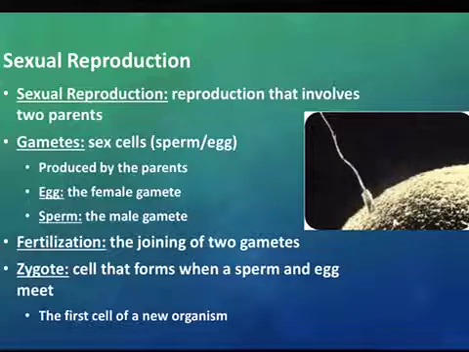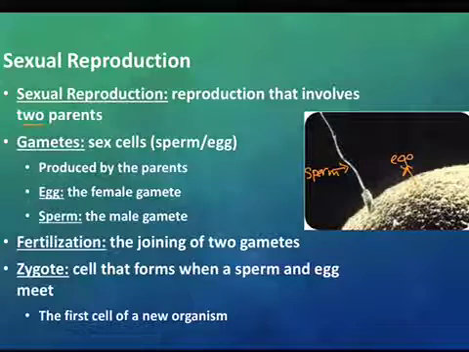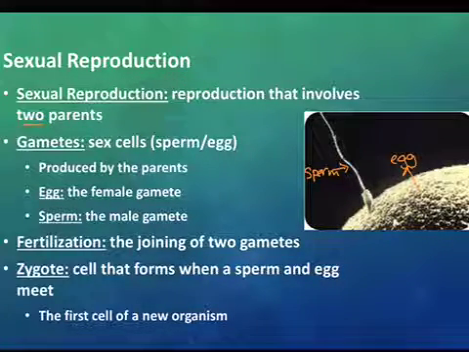Sexual reproduction, again, this is where we involve two parents, and the two parents each produce their gametes or their sex cells. The egg is the female gamete, and the male gamete is the sperm. And if you look over here, we have a picture of a sperm, and here would be the female egg. Fertilization is the process of joining the two gametes, which is what's happening here.